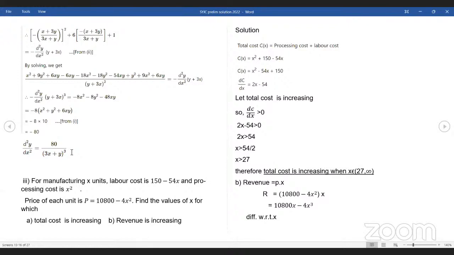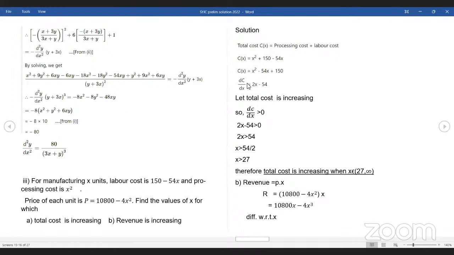Third question: the majority of students solved it and that is correct. For manufacturing x units, labor cost is 150 minus 54x and processing cost is x square. So using this, first we write here the total cost function. Processing cost plus labor cost, you get that function.